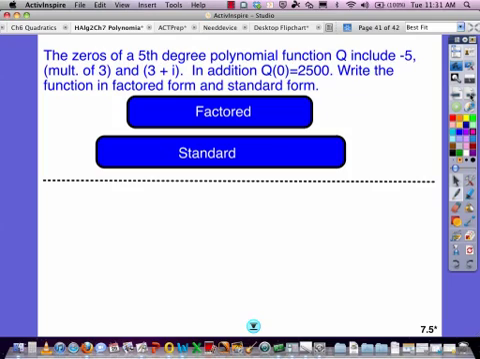Right now, with the information we have, we can write a q of x equation. So let's write down what we know. We know q of x is equal to... we have a negative 5 as a 0, and it's to the multiplicity of 3. So I know I have 3 of those, and if negative 5 is a 0, that means my factor has to be x plus 5. So I have 3 of those. I'm just going to write it out once.